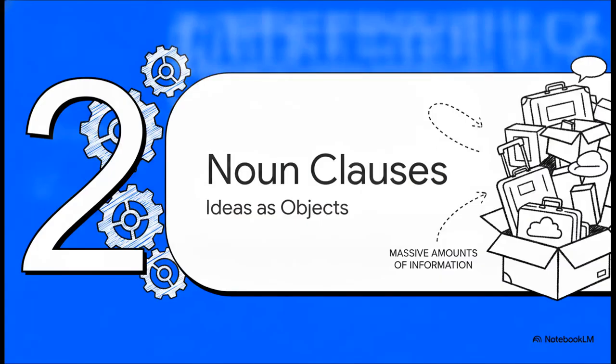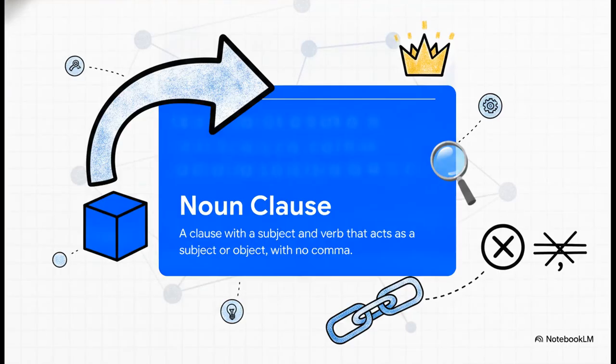Moving right along to section 2, noun clauses, ideas as objects. So what exactly is a noun clause? Well, imagine taking an entire complex idea, complete with its very own subject and verb, and essentially shrinking it down so it functions exactly like a single solitary noun. Pretty cool, right? Often, these take the form of that clauses, and here is a golden rule to remember. There is absolutely no comma separating the main clause from that clause. It just snaps right into the sentence, acting seamlessly as a subject or an object.